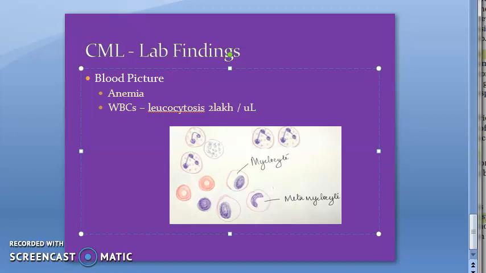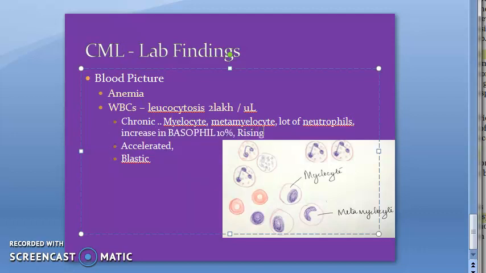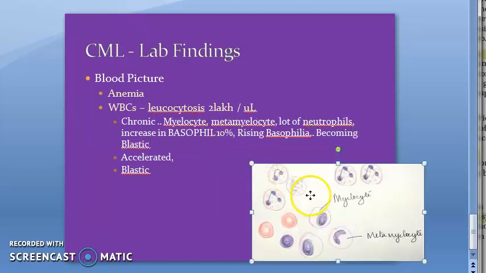Okay, then you have 3 phases in CML. Chronic, accelerated and blastic. In chronic CML, what happens? There will be more myelocytes, metamyelocytes, more neutrophils also will be there, right? An increase in the proportion of basophils up to 10% is a characteristic feature of CML. So basically, increase in basophils can mean CML. If there is a rising basophilia, it means it is becoming blastic, okay.